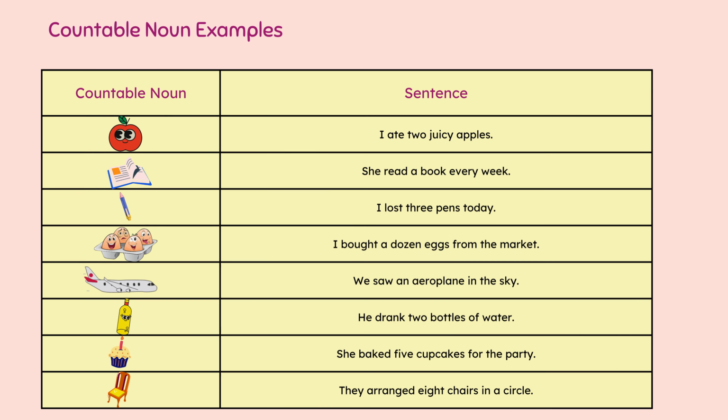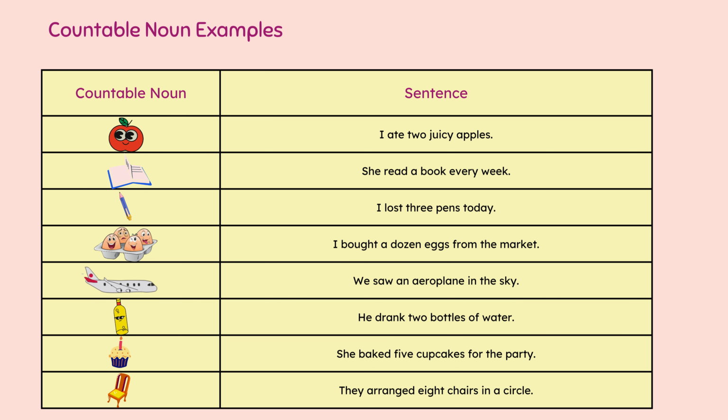Let's look at some examples of countable nouns in sentences. Apple. I ate 2 juicy apples. We can count apples, so it's a countable noun. Book. She read a book every week. Books can be counted. 1 book, 2 books. Pen. I lost 3 pens today. 3 pens tells us exactly how many. Egg. I bought a dozen eggs from the market. A dozen means 12. Eggs are countable.